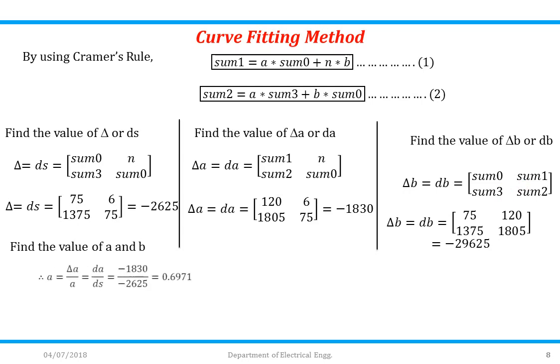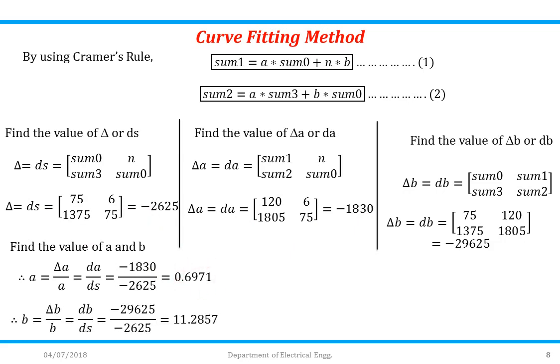Next, the aim is to calculate the values of a and b. How to calculate a? a equal to dA upon ds. dA is minus 1830, ds is minus 2625, so we get the answer for a as 0.6971. Similarly, we can calculate the value of b as dB upon ds. dB is minus 29625, ds is minus 2625, so the value comes out to be 11.2856. So the equation of the straight line is the same. The same values of a and b we can also obtain by using a calculator.